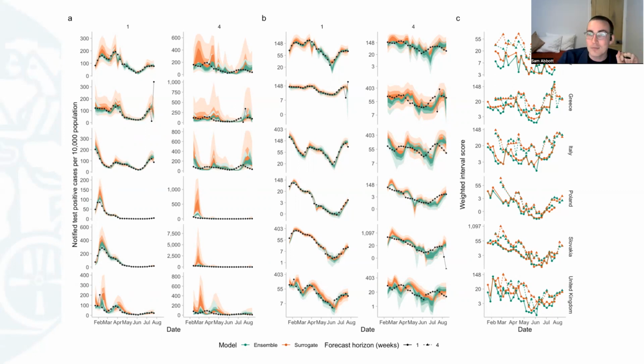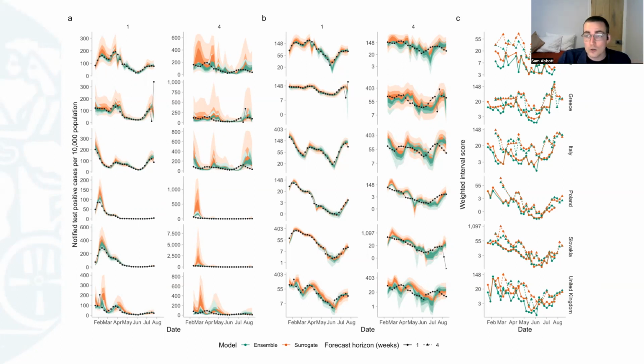But the basic core bits to pull out from this figure, there's quite a lot going on here. In our example set of locations, the absolute performance of the ensemble and the surrogate model was fairly visually similar on the log scale in most locations. On the natural scale, the difference in performance is much more marked, and in particular around periods of peak incidence, you see that the surrogate model was much more likely to overpredict. And we also see that just in general, performance was not homogeneous across locations, with some places like Slovakia having performance being much more similar, and in other places like the United Kingdom, performance was markedly different.